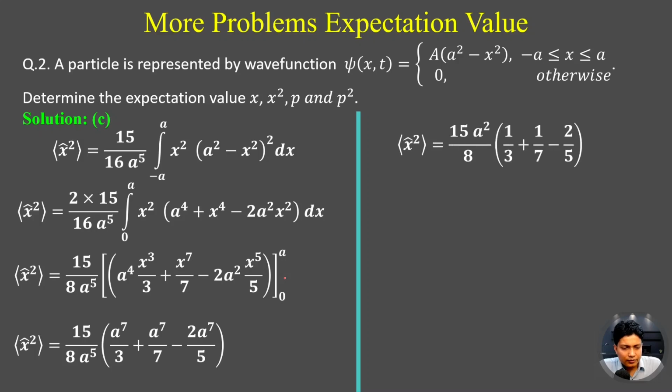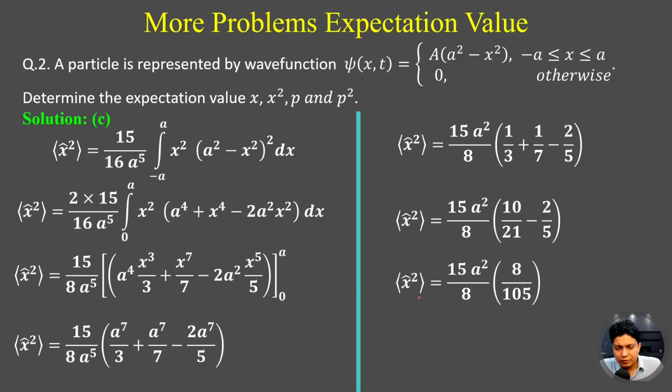So this will be 15a²/8 times (1/3 + 1/7 − 2/5). After solving, this will be 15a²/8 times (10/21 − 2/5). So here this will be 15a²/8 times 8/105. Here 8 and 8 cancel out, and 15 and 105 also cancel out. So the final result will be that the expectation value of x² equals a²/7.